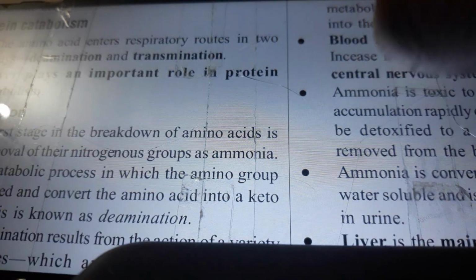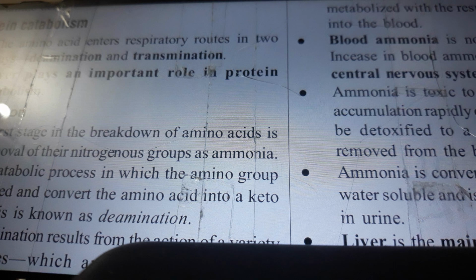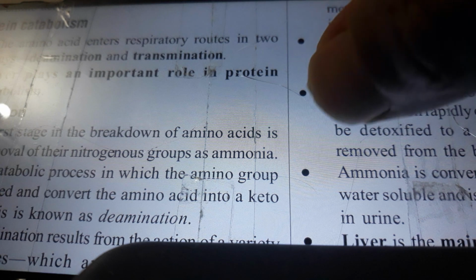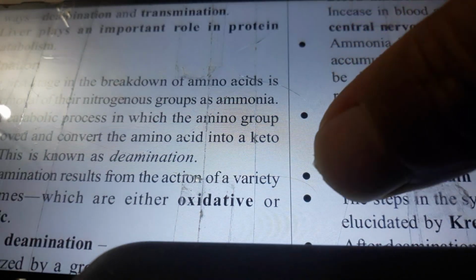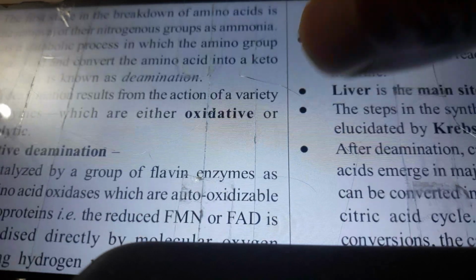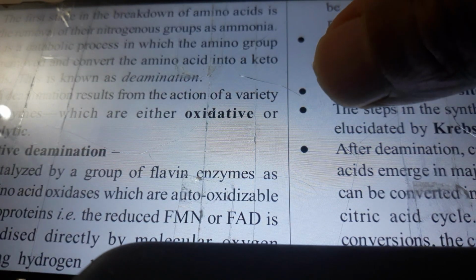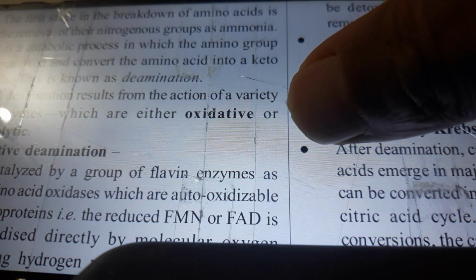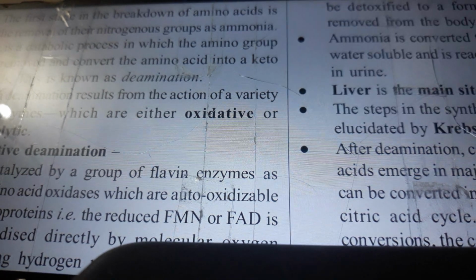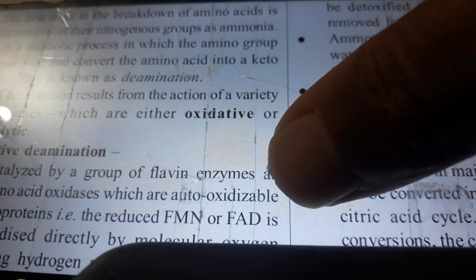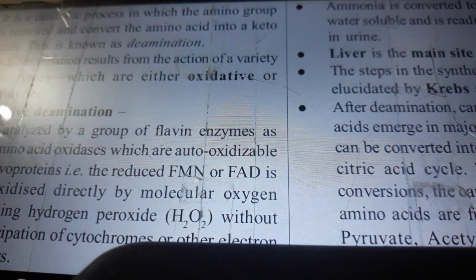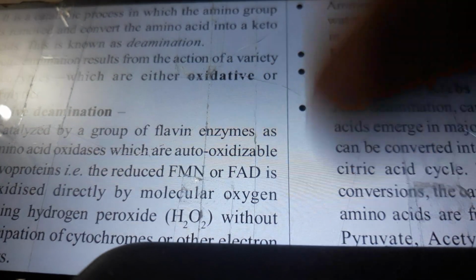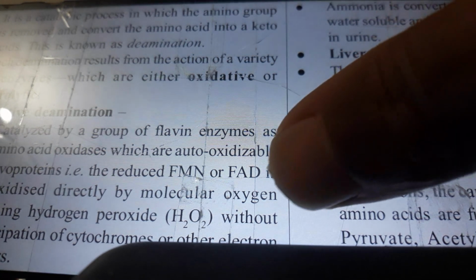Protein catabolism. The amino acid enters respiratory routes in two ways: deamination and transamination. Liver plays an important role in protein catabolism. Deamination, the first stage in the breakdown of amino acids, is the removal of the nitrogenous groups as ammonia. It is a catabolic process in which the amino group is removed and converts the amino acid into keto acids. This is known as deamination. Such deamination results from the activation of a variety of enzymes which are either oxidative or hydrolytic.